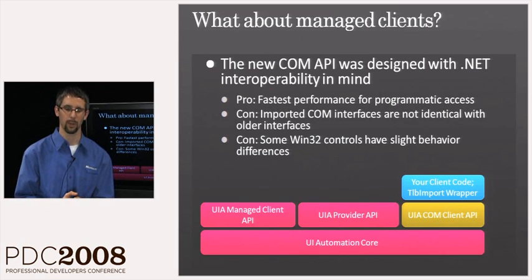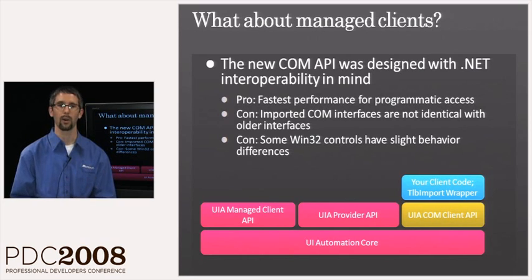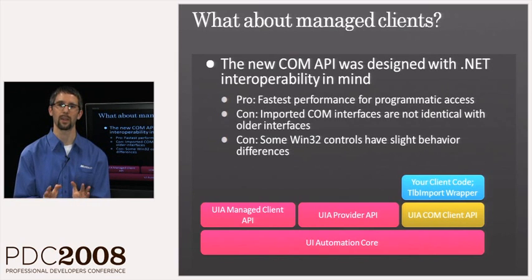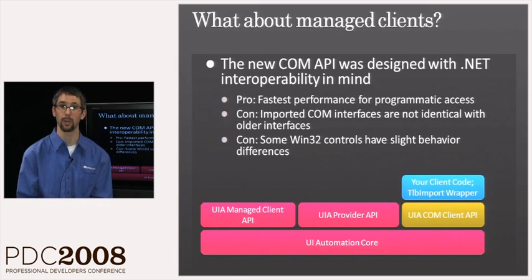This gives you the fastest performance for programmatic access, and it also gives you access to some of the new patterns and properties that aren't available in the .NET framework yet. The downside would be that the imported COM interfaces are not identical with the managed client interfaces that were there before. So if you have existing code, you would have to do a little bit of porting work. And some Win32 controls show some slight behavior differences through the COM API than they did through the managed client API. But on the whole, this is what we recommend. We think this is the best way to go, particularly if you're writing new code.